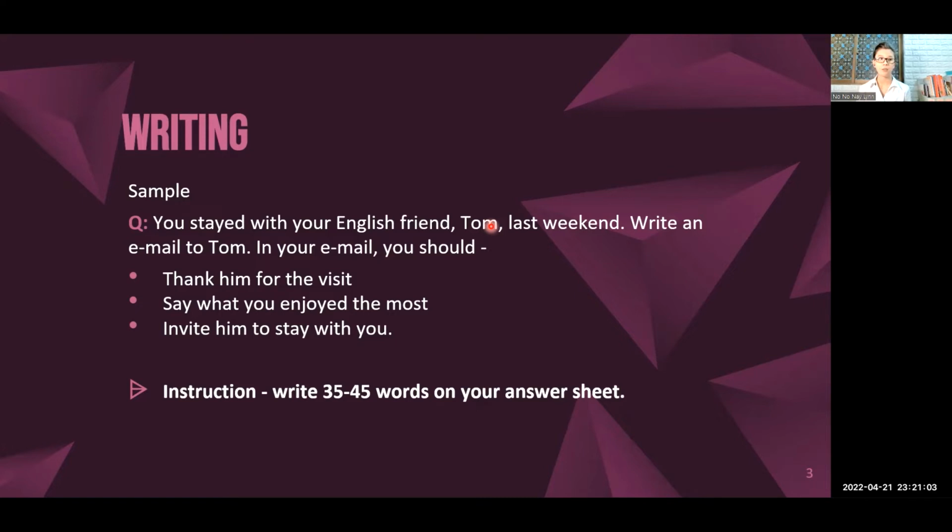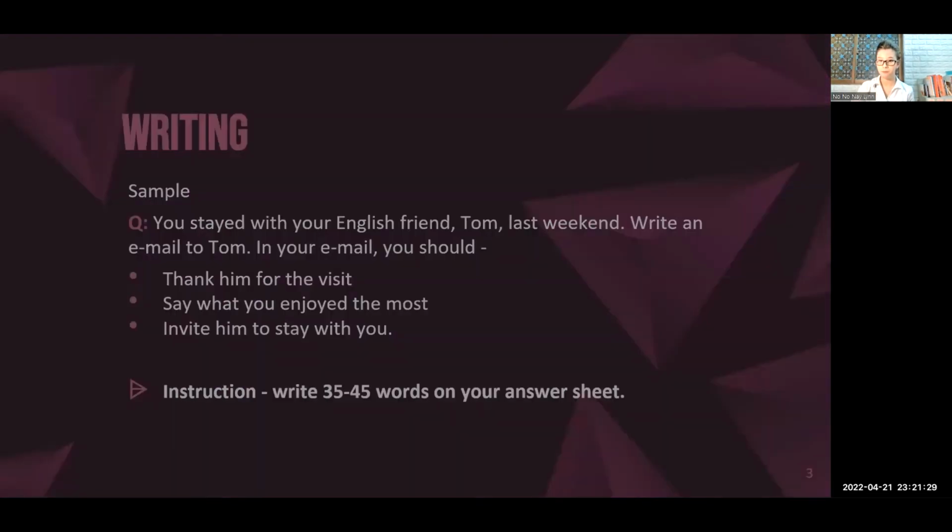And then what you can actually do is write contractions, like I don't, she doesn't, things like that. You can write them, but the main thing to be careful about is that you do not write shortened words that don't have any original meaning. So yeah.